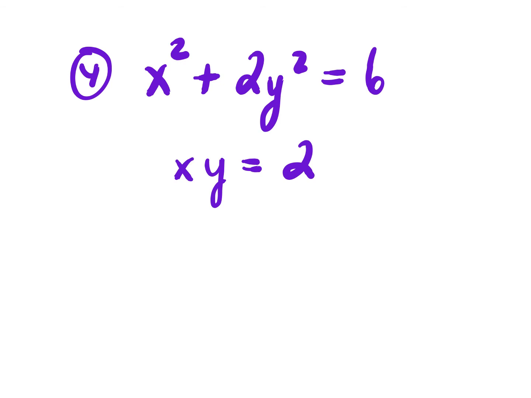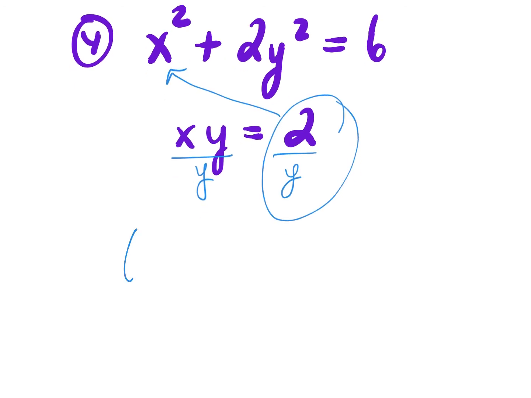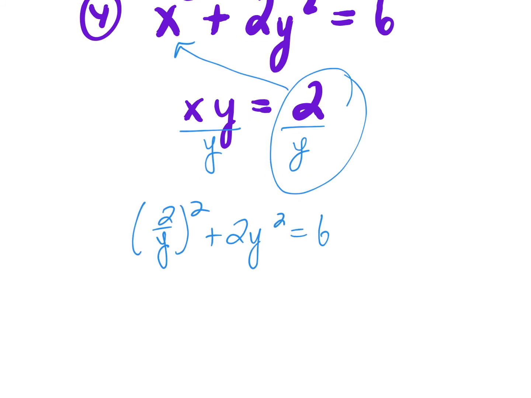All right, now what? This one's a little more difficult because we got some squareds, but what do you want to solve for in the bottom equation, x or y? Okay, you want to solve for x. Perfect. So I'm going to divide both sides by y. Everywhere I see an x, I'm going to plug that in. So I have 2 over y squared plus 2y squared equals 6. This 2 goes to the numerator and to the denominator, correct? So 2 squared is 4 over y squared plus 2y squared equals 6.